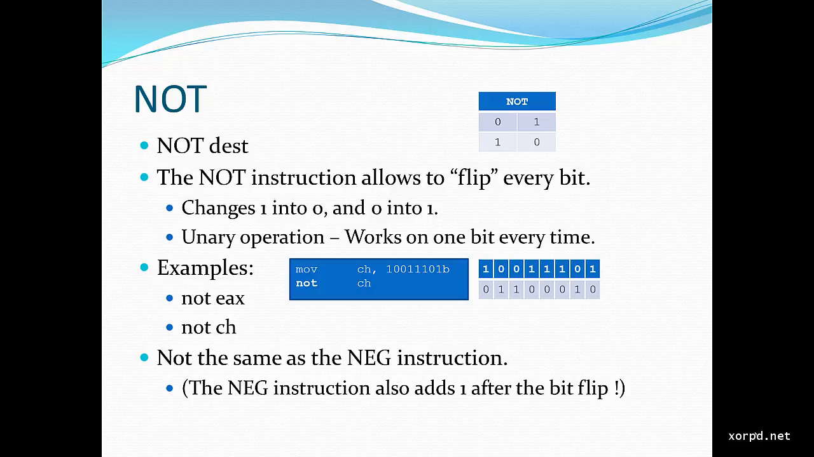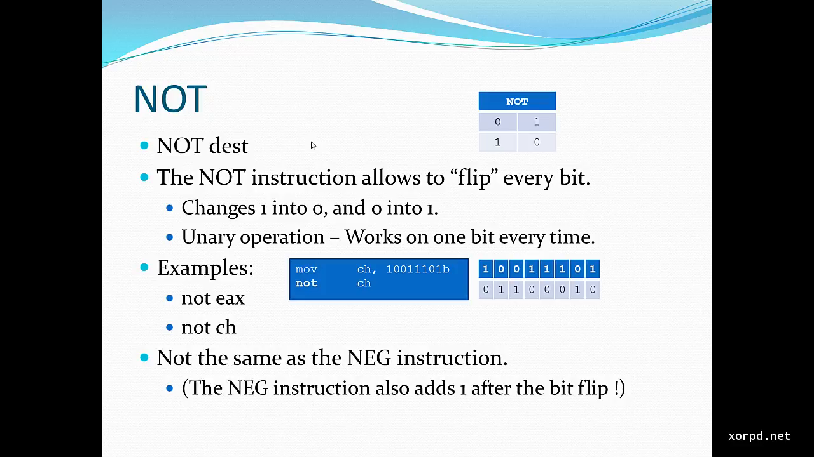Let's begin with the NOT instruction. It has the following signature: NOT and dest, which is just one argument. The NOT instruction actually flips every bit inside its argument, which means that it changes 1 into 0 and 0 into 1 for every bit inside the argument dest. I remind you that NOT is an unary operation. It works on 1 bit every time.